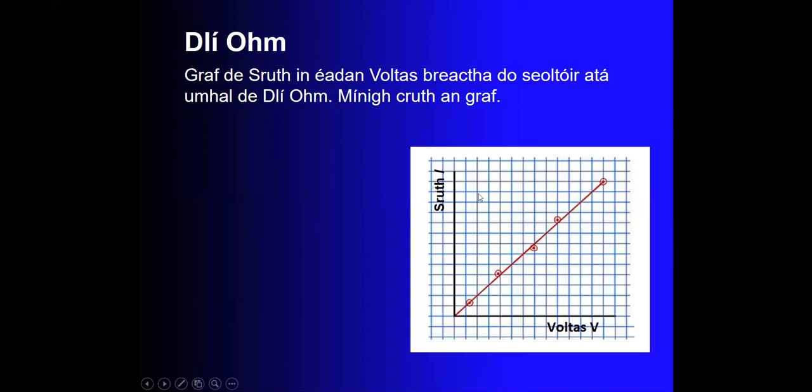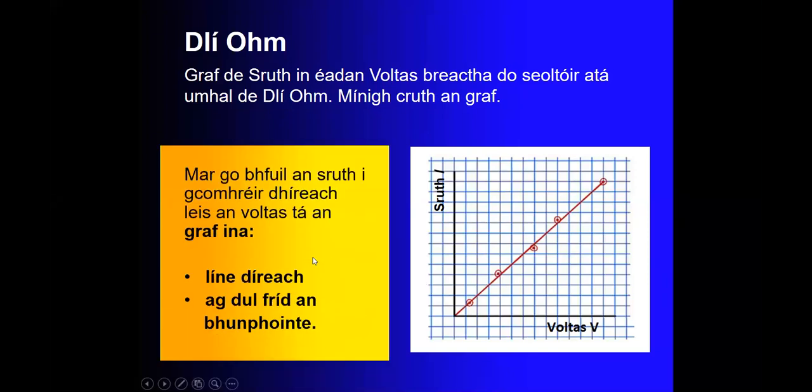Okay, so the graph of voltage against current is a straight line through the origin. So this is a linear graph, and this shows Ohm's law.